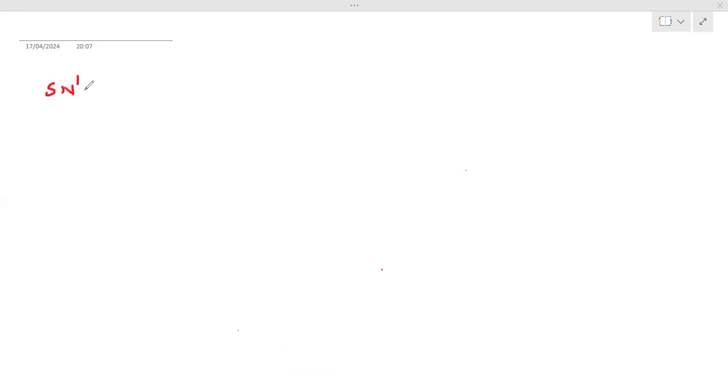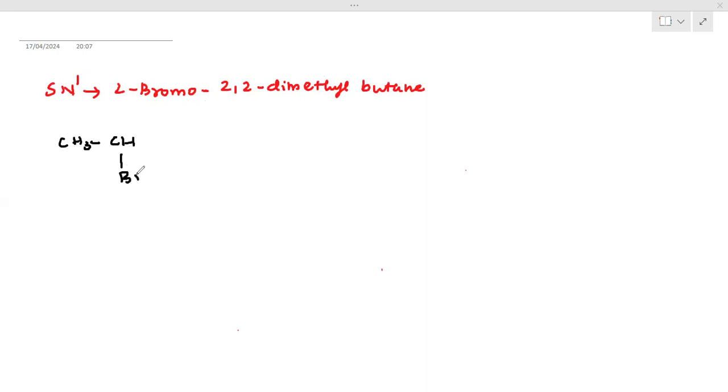Then SN1 reaction for 2 bromo 3,3 dimethyl butane. I am writing the structure. CH3, then CHBr is written. Then what should be written? 3,3 dimethyl. So at this position there is a methyl, and here also a methyl, and butane. So 3,3 dimethyl butane. Now how do we write the substitution?